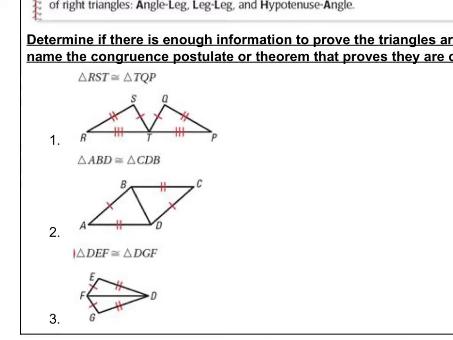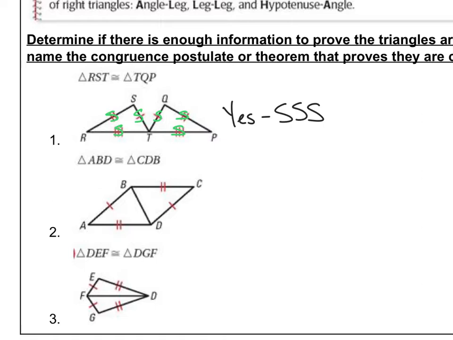So number one, if you notice, I have a side congruent to a side, another side congruent to a side, and another side congruent to a side. So I have three sets of congruent sides. So number one, they are congruent. We would say yes, there is enough information, and that's by side, side, side.